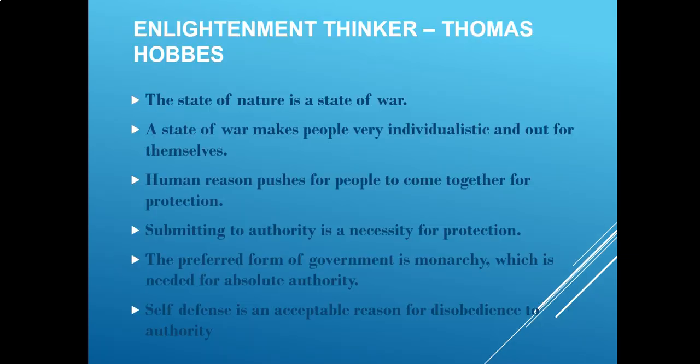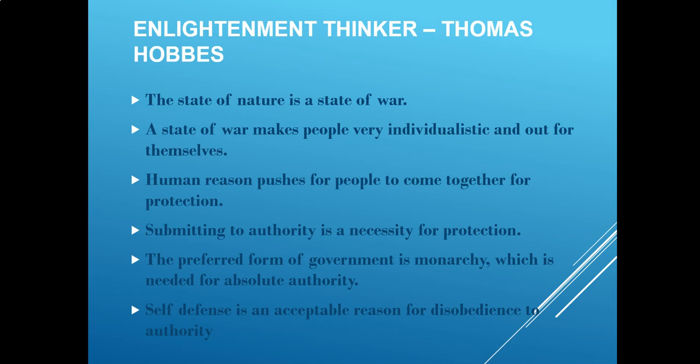So Enlightenment thinkers, you have Thomas Hobbes. He was a very smart person, and he used reason and logic to come up with very important points. Some of the points that Thomas Hobbes made is, first, the state of nature is a state of war. Second, a state of war makes people very individualistic. They only think about themselves. And this creates chaos and it could potentially create rebellions in a country or a place.